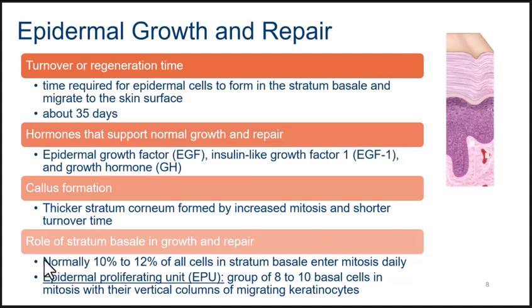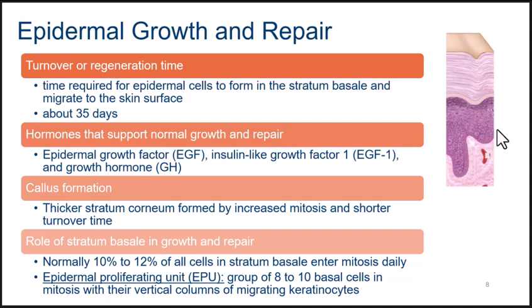Now, normally about 10 to 12% of all cells in that stratum basale are going to enter mitosis each day. Cells migrating to the surface proceed upward in these vertical columns of around 8 to 10 basal cells along with keratinocytes, and we call this an epidermal proliferating unit. So in other words, it consists of proliferating cells, the ones that are undergoing mitosis, and the non-proliferating cells, which are the keratinocytes.